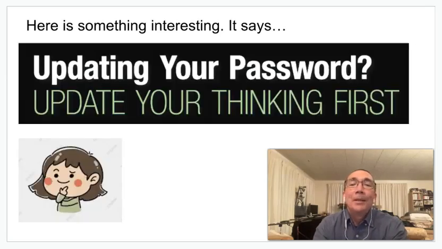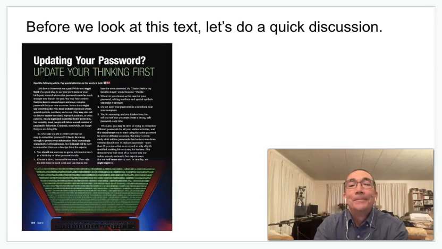Well, here is something interesting. It is from your textbook. It says, "Updating your password. Update your thinking first." Before we look at this text, let's do a quick discussion.